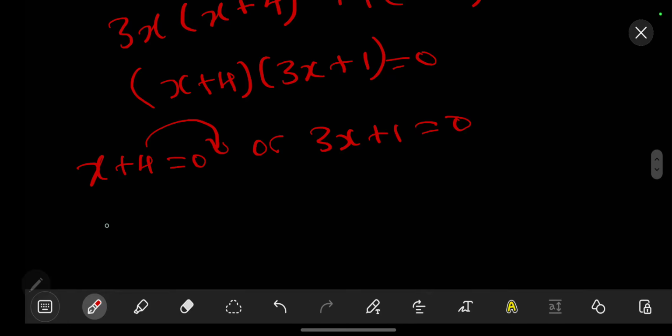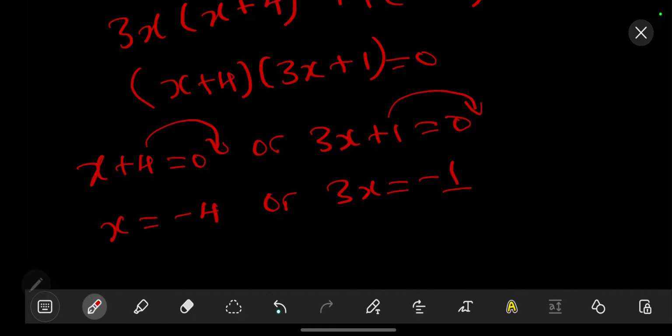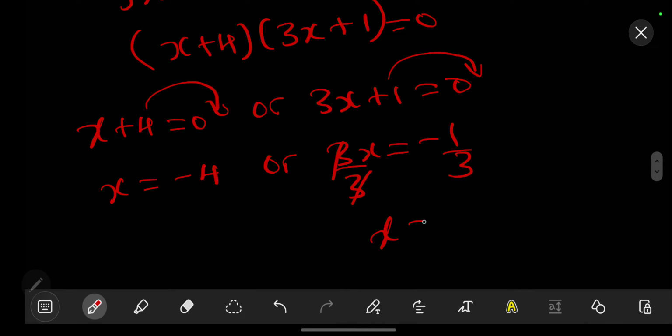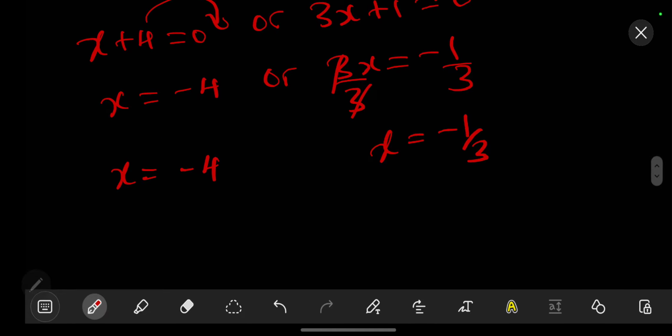Let's take the 4 this side. We are going to have our x is equal to negative 4, or we are going to have our 3x. We take the 1 equal to that, we are going to have negative 1. Then we divide over our 3 there. We are going to get x is equal to negative 1 over 3. We also have our x is equal to negative 4. The other thing is that we have also found that our x, which was our first intercept, is equal to 2, or rather the first solution, which is equal to 2.